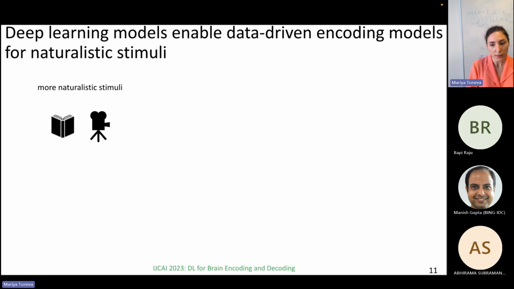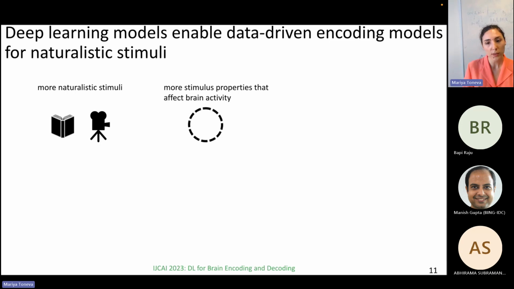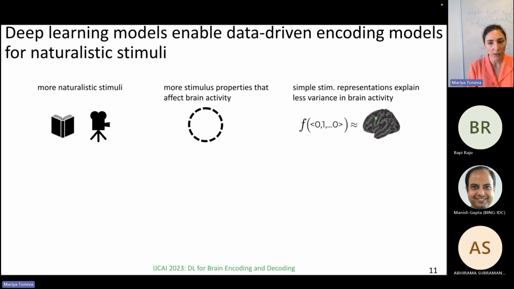And so using these naturalistic stimuli, now there's a lot more stimulus properties that are affecting the brain activity, because these stimuli are not controlled for any specific part, and there's a lot of things happening in these stimuli. For example, in the movie, there's the visual stimulus and the auditory stimulus that are affecting the brain activity together. So now simple stimulus representations are not able to explain as much variance in the brain as they were when we presented simpler stimuli to participants.